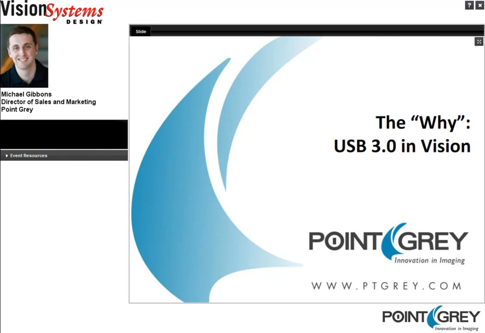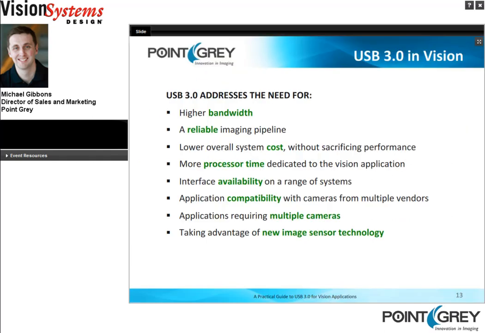So let's talk a little bit about why you would want to use USB 3 in machine vision. Ultimately, I think everyone wants more pixels. They want faster frame rates, better reliability, lower cost, all that kind of good stuff. So what I'm going to try to talk about in this section is how USB 3 addresses the need for higher bandwidth, reliability, cost, all that good stuff.